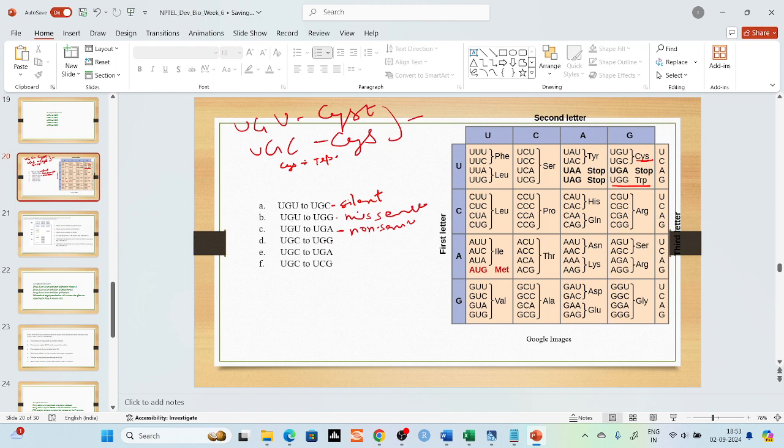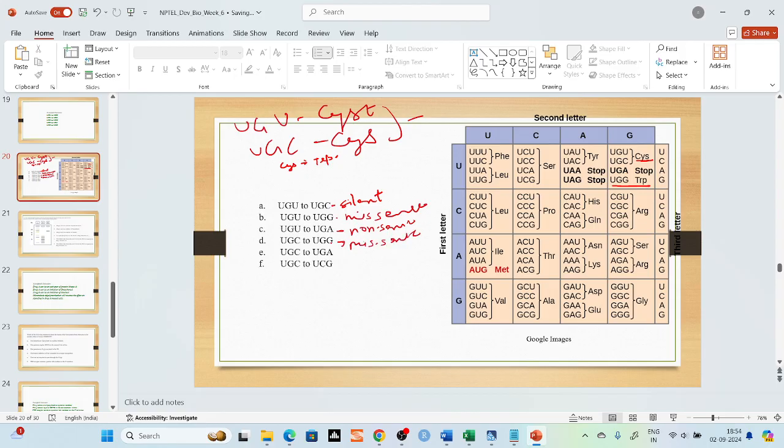Okay. Next, UGC. Where is UGC? UGC codes for cysteine. It is changed to UGG. UGG codes for tryptophan. So in this kind of mutation, cysteine is changing into tryptophan. So it is a missense mutation.